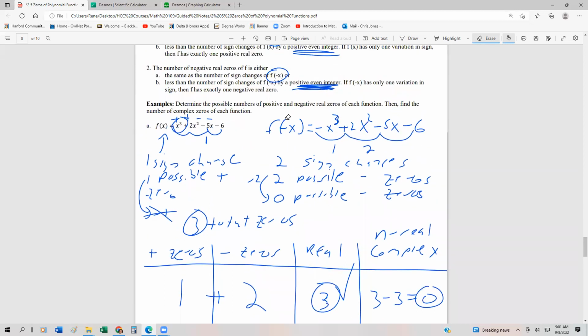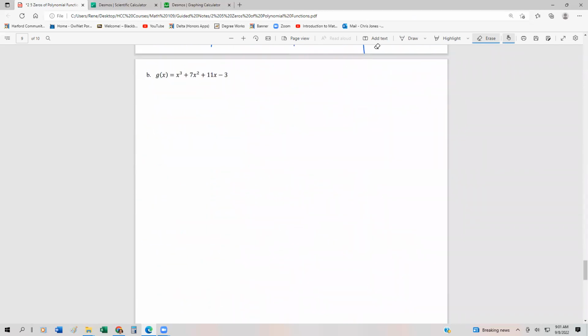All right, so a couple more examples of this. We have x cubed plus 7x squared plus 11x minus 3. And again, let's find g at negative x to start. That just changes all the odd exponent terms. So we have negative x cubed plus 7x squared minus 11x minus 3. All right, so here are our possibilities. We go through here. We know we have positive, positive, positive, and then a negative. So there's one sign change. That means there's one possible positive zero.